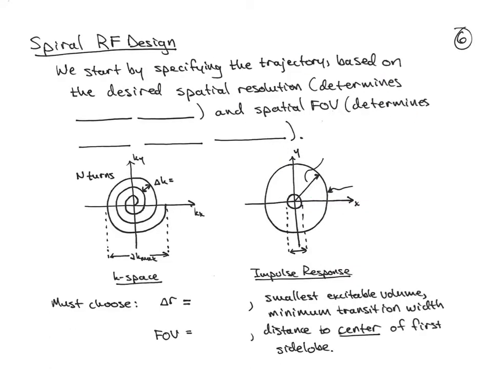So now that we've seen how we can relate an RF pulse to a target pattern in the image domain by first converting things to the k-space domain, we can start to talk about designing two-dimensional spiral RF pulses that will require this mathematics. So to design a spiral RF pulse, we start by specifying the trajectory based on the desired spatial resolution, which determines the extent of k-space that we're going to visit, and the spatial field of view that we care about exciting over. So this determines the sampling density.